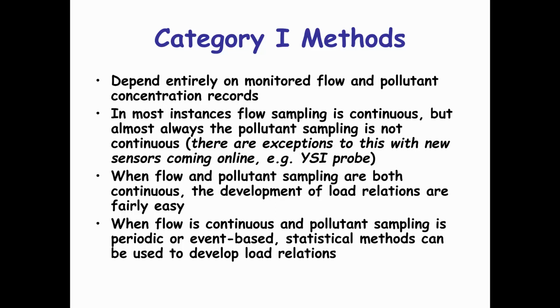So for category 1 methods, these depend entirely on monitored flow and pollutant concentration records. In most instances, the flow sampling is continuous, but almost always the pollutant sampling is not continuous. There will be grab samples. I think that as sensor techniques improve, and cost of sensors goes down, one will be able to measure pollutant concentrations much more in real time, just as flow is being sampled currently.